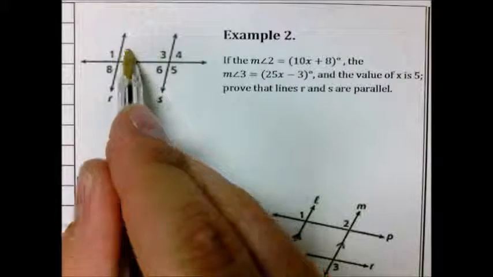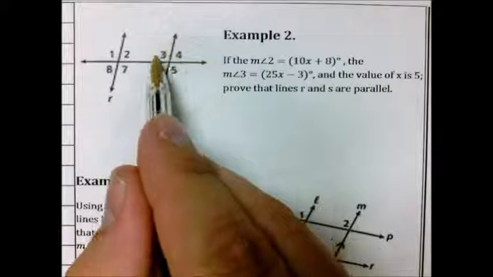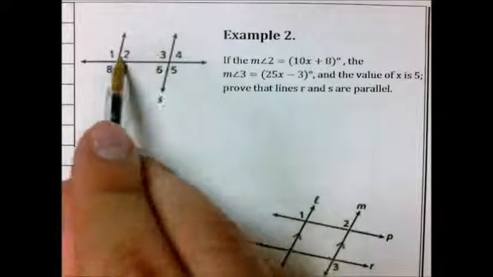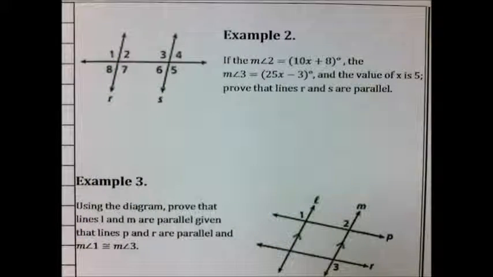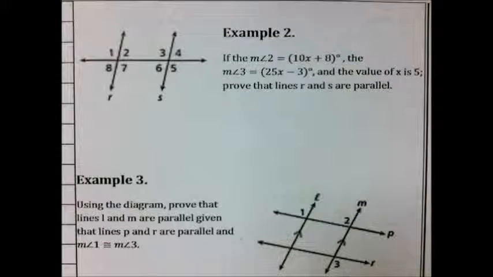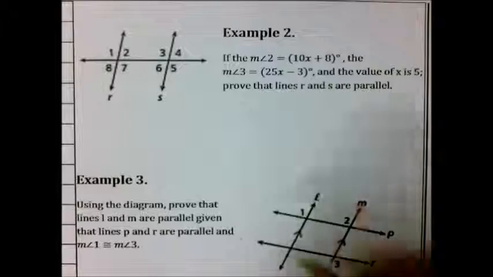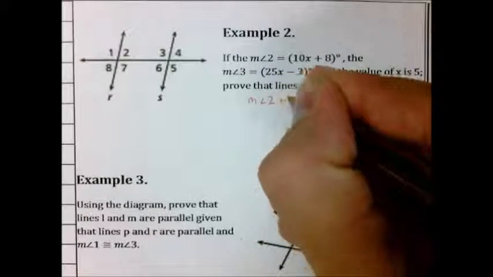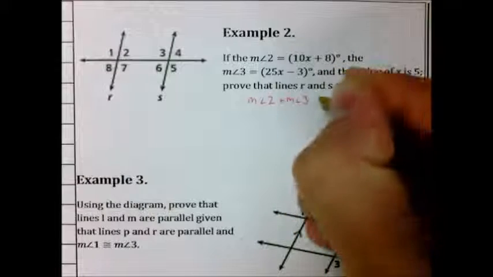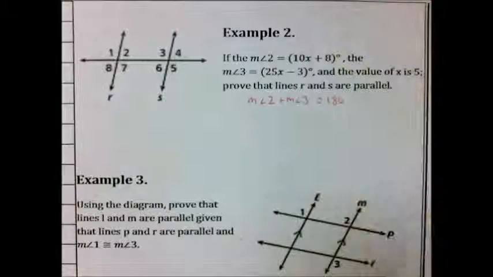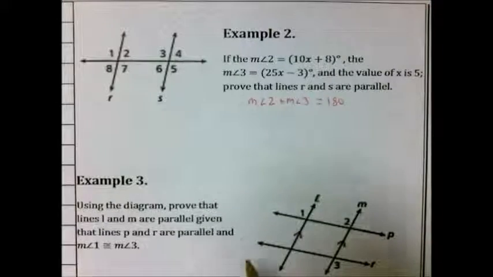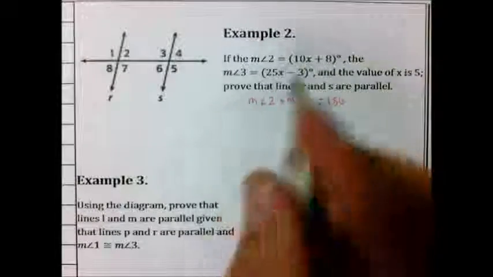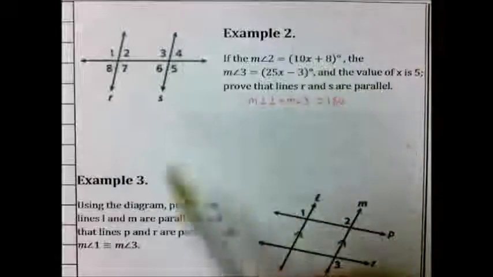Angle 2 is right here, and angle 3 is right over here. We know these are same side interior angles, and what we know about same side interior angles is that they add up to 180 degrees. So the measure of angle 2 plus the measure of angle 3 should equal 180 degrees. If lines R and S are going to be parallel, we need to prove that they equal 180 degrees. So let's plug in our values for each of these.